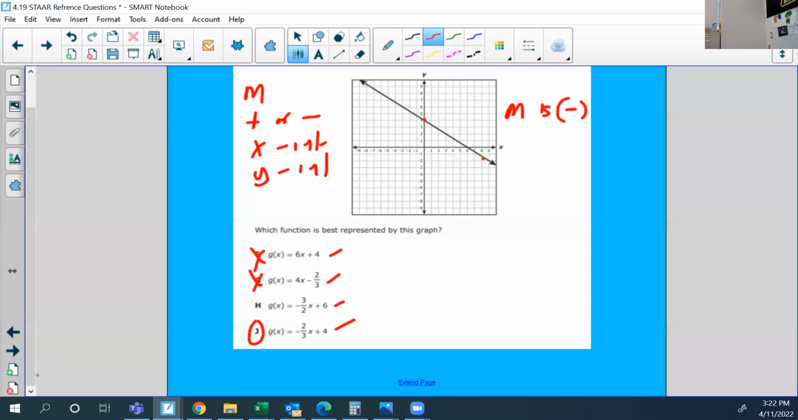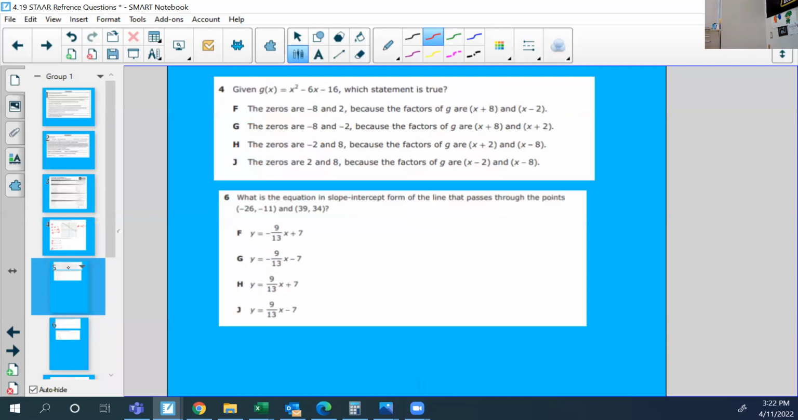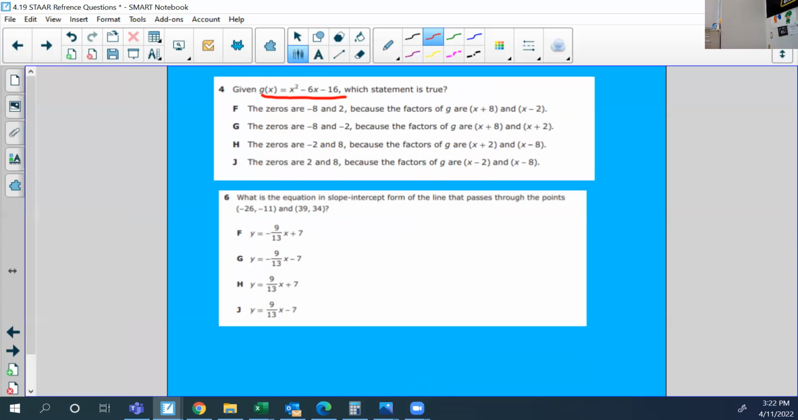All right. The next question is: given the function, which statement is true? The easiest way of doing this is graphing this on your calculator, and then you can see what the x-intercepts are. Right now you don't have the calculator, but you can use Desmos. You can graph this on Desmos, see where the x-intercepts are, and then you can figure out the answer choices.